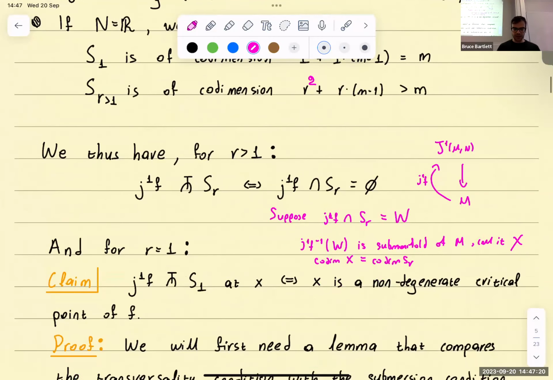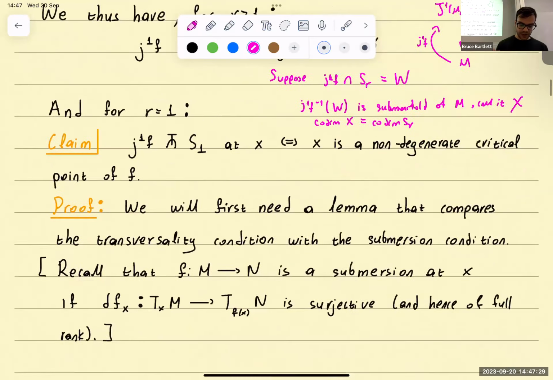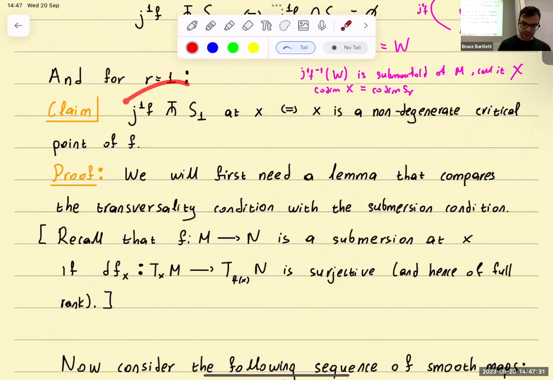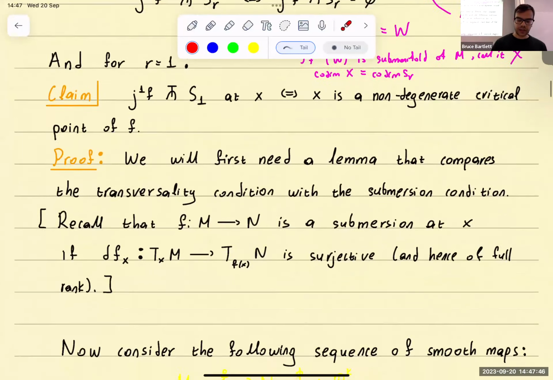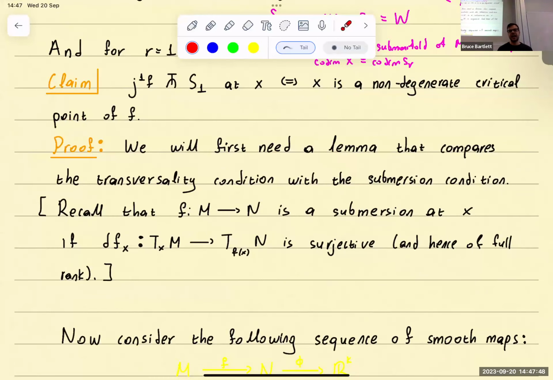So are we happy with the first jet section? Okay. Now, the thing that I claimed last time, but I'd like to prove in some detail, is that if the first jet section of F intersects S1 transversally at X, then that is equivalent to X being a non-degenerate critical point of F. I kind of waved my hands last time, but I think it's a beautiful argument that requires us to do it quite explicitly. So I'll do it in gory detail.